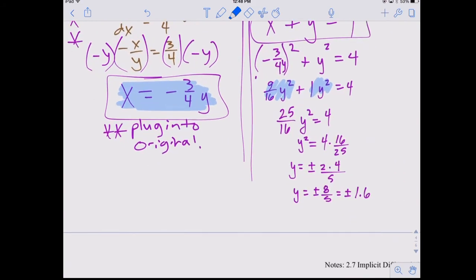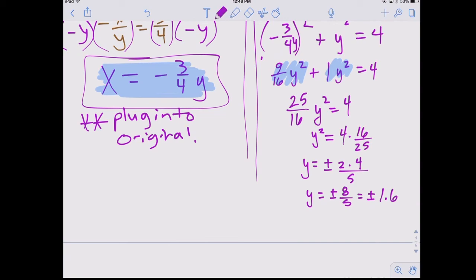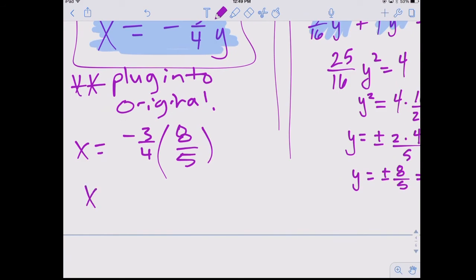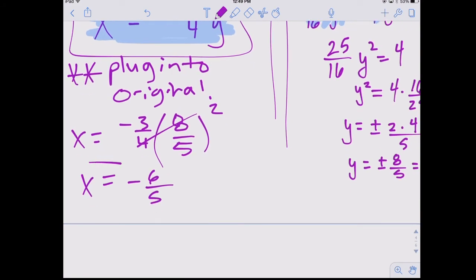I think the one on the left here is going to be easier. So x is going to equal negative 3/4 times y. And I'm going to use the 8/5 version here. And when I do that, the 4/2 divides out, and we end up with negative 6/5. So I got that x value, and essentially the point is going to be now negative 6/5 comma 8/5.